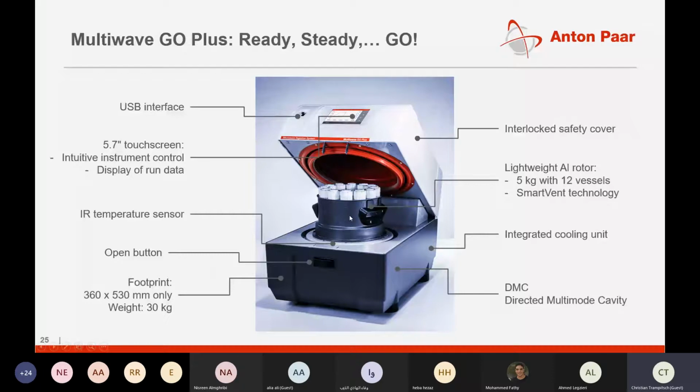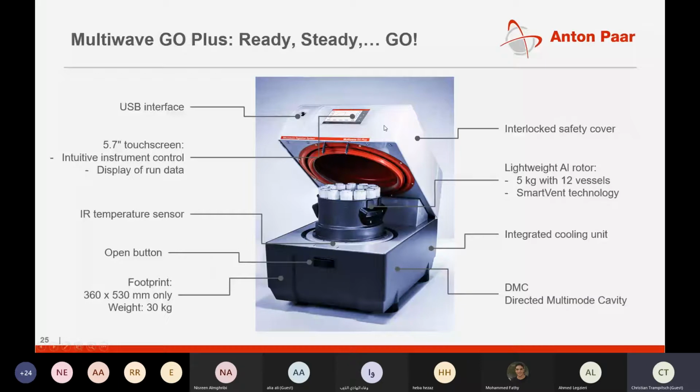They have the smart vent technology. They are monitored and controlled by an AI temperature sensor in front of the instrument. Also, this instrument has an integrated exhaust and cooling unit, because we have to draw off vapors which come out here, and we want to cool down the vessels after the run. In front, we see the open button, which is only accessible when the instrument has finished. The instrument remains locked during a run.